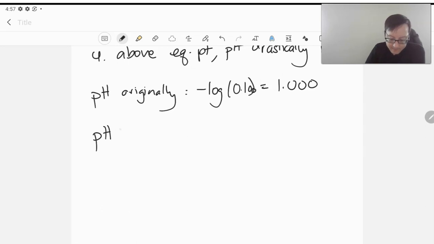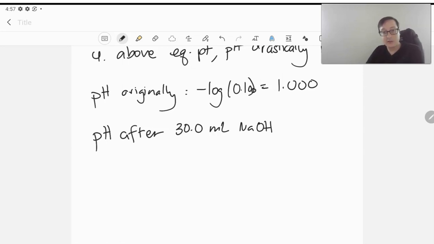What about after we've added 30 mLs of NaOH? Let's see what we can do there. If we've added 30 mLs of NaOH, let's look at our original moles of acid and base. We're going to do the same type of calculation that we did for the buffers, except we're not going to have to do ice tables and all that. Because they're strong, we can just do the log directly. So we have our NaOH added.